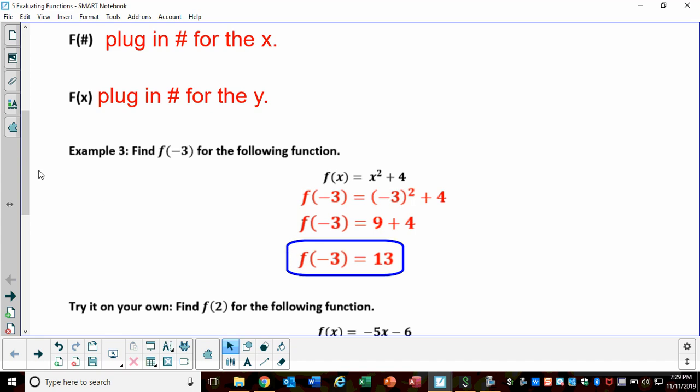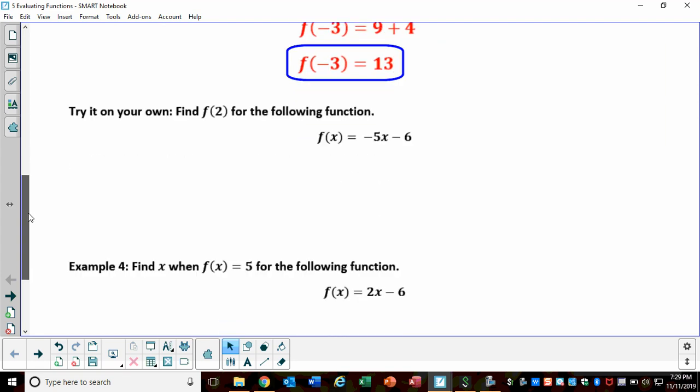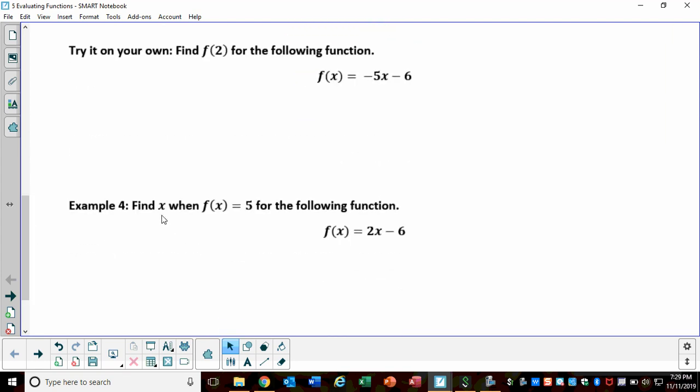Now you guys try this one on your own. Now moving on to the next one. Find x, so we have to find the x, meaning we don't have it, when f of x equals 5 for the following function. When they tell us f of x equals a number, that means they've given us the y value. So we can plug in 5 for the whole f of x part. So this entire side will be 5. 5 equals 2x minus 6.